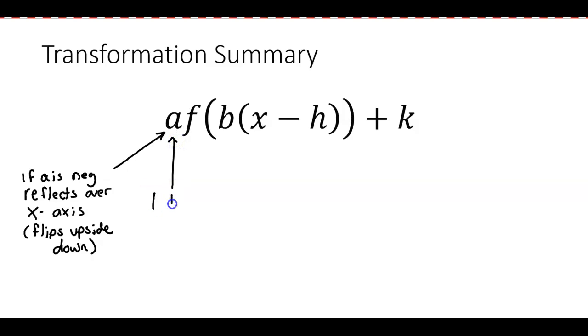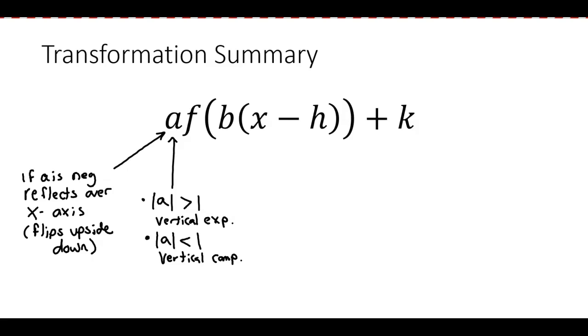If the absolute value of a, meaning we don't really pay attention to the sign, we just look at the number. That's what absolute value means. So if I had a negative 2, I don't care about the negative, I just care about the fact that it's 2. So if the absolute value of a is greater than 1, then we have a vertical expansion. And if the absolute value of a is less than 1, we have a vertical compression.